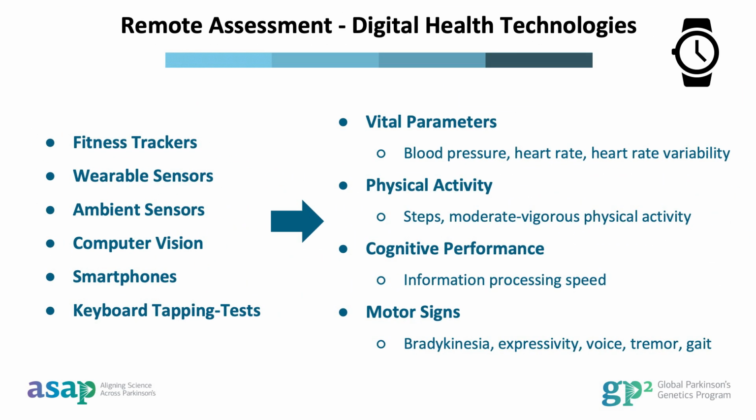Decentralized studies may also take advantage of a growing number of digital health technologies, including smartphones, wearable sensors, fitness trackers, ambient sensors, keyboard-based tests, and computer vision for the objective in-home measurement. Each type of digital health technology has different advantages and disadvantages, and what exactly can be measured differs from product to product. Broadly speaking, digital health technologies can be used to capture vital parameters such as blood pressure, heart rate, physical activity metrics such as step count and time spent in moderate to vigorous physical activity, cognitive performance such as information processing speed, and motor signs such as bradykinesia, tremor, and gait impairment.